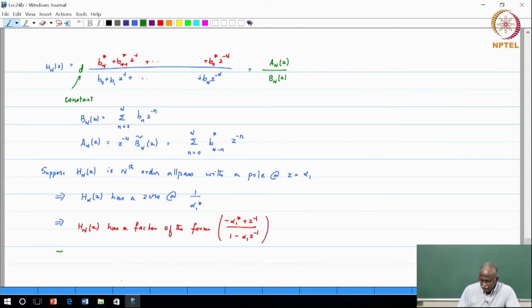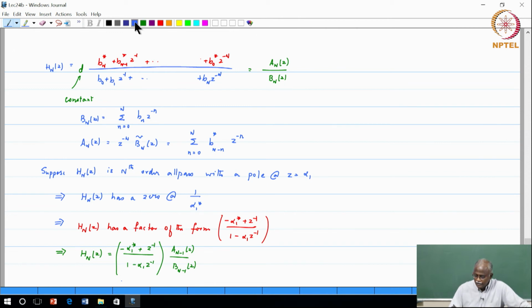Very, very important. This means that an nth order all pass can be factored into a first order all pass, minus alpha 1 star plus z inverse, divided by 1 minus alpha 1 z inverse. Both numerator and denominator have a first order factor out. So then this must be, well, let us call it A n minus 1 of z, a polynomial of one order less, divided by B n minus 1 of z, one order less.